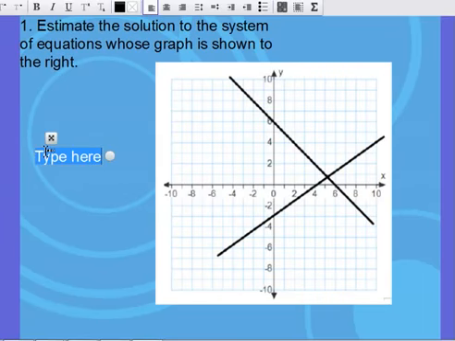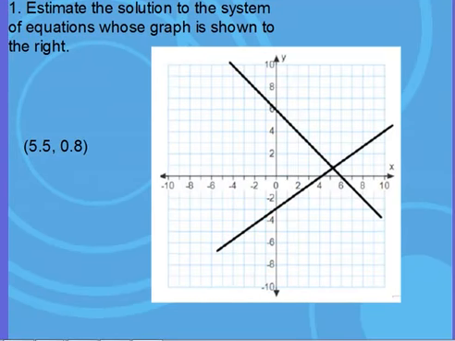I can say that it looks like about maybe 5.5 and a little bit under 1, so maybe 0.8. Okay, we'll list that as an ordered pair. And that's my estimate.